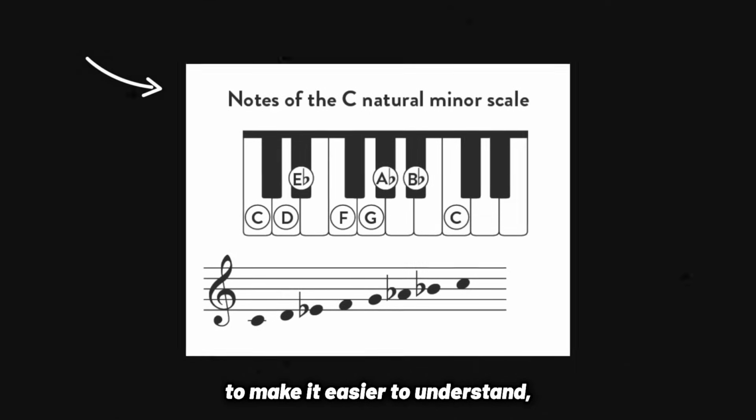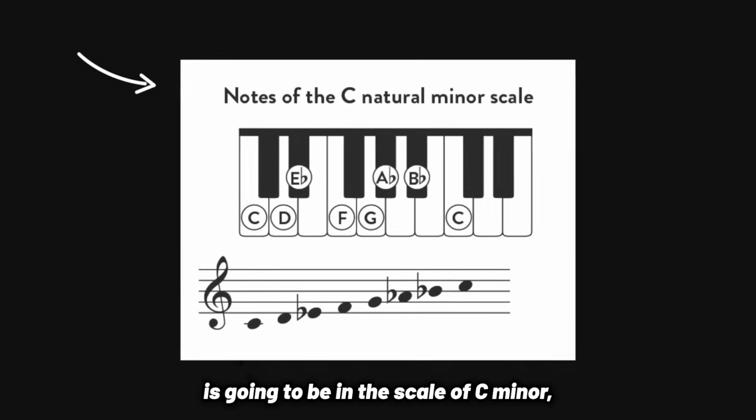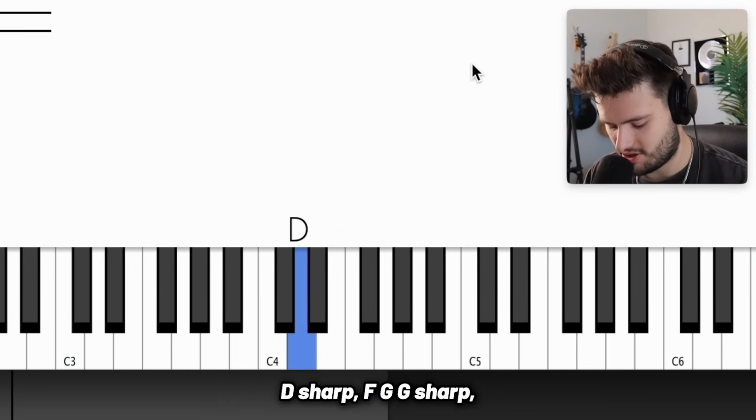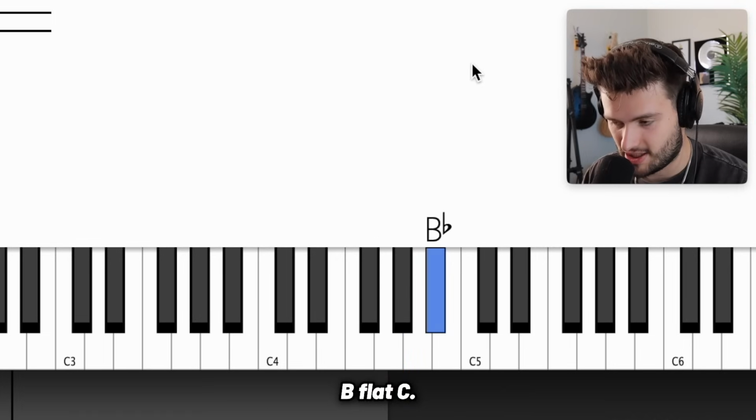So for this video, to make it easier to understand, everything that we're going to be doing is going to be in the scale of C minor. And the notes in C minor are C, D, D sharp, F, G, G sharp, B flat, C.